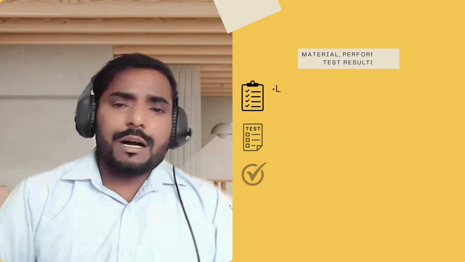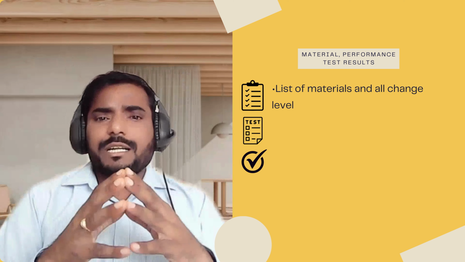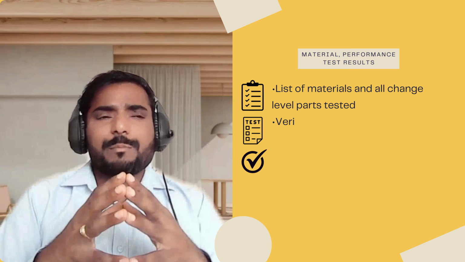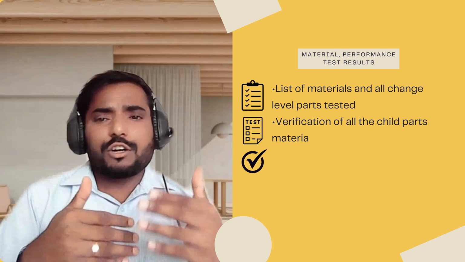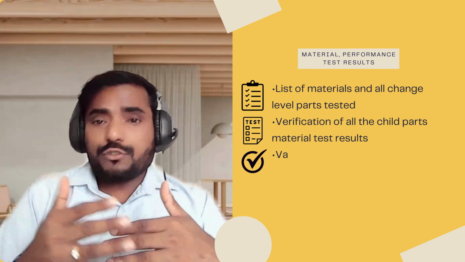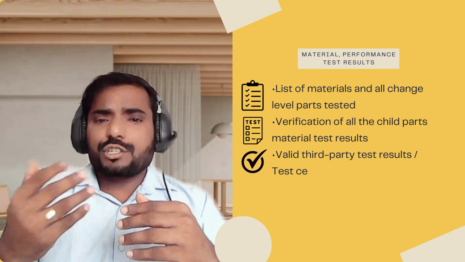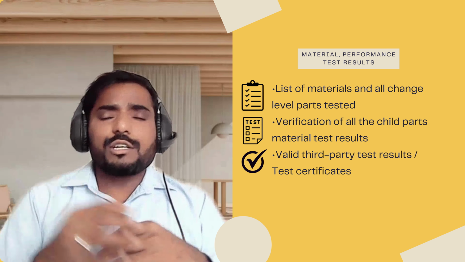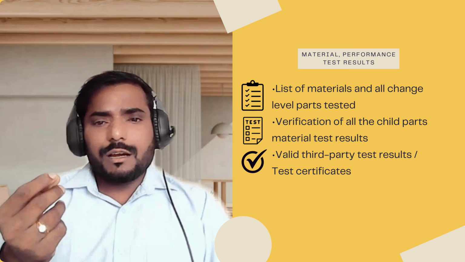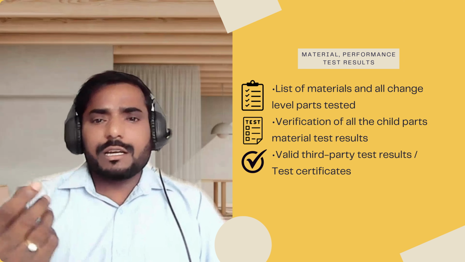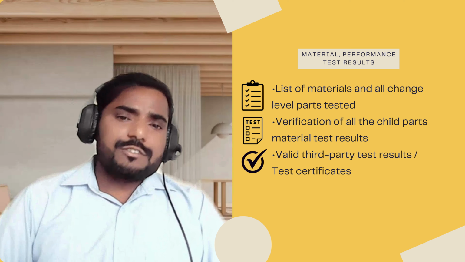Now talking about the material performance and test results, you can verify the list of materials and all the change level parts to be tested. Like there will be multiple changes which have happened in the component. So related to the revisions also, they should test as per the customer requirement, right? And verification of the child parts material test results also you need to verify. The TCs, we call them test certificates. So based on the material they have selected for the different child parts or the part manufacturing, you need to verify the material test results.